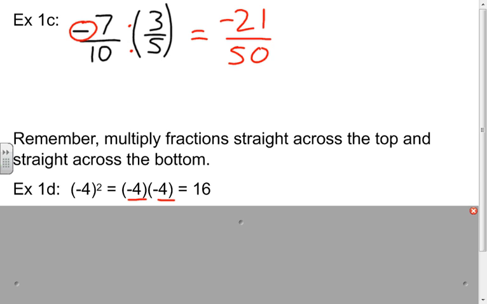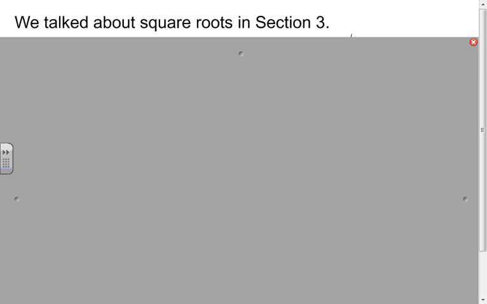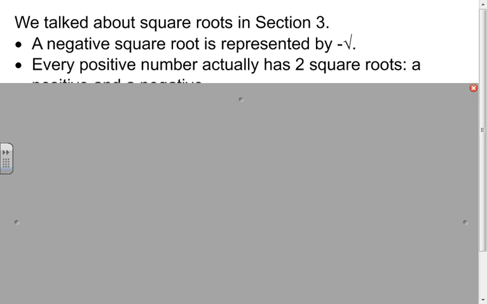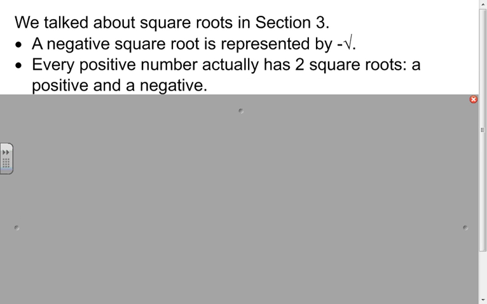Okay. New topic. We talked about square roots in section 3. If you need to go back to that video, you can check it out or go back through your notes. Now we're talking about negative square roots. You get a negative square root if there's a negative sign in front of the radical symbol, in front of the square root symbol. Every positive number actually has two square roots. One of them is a positive answer, the other one is a negative answer. Here's how you can tell.